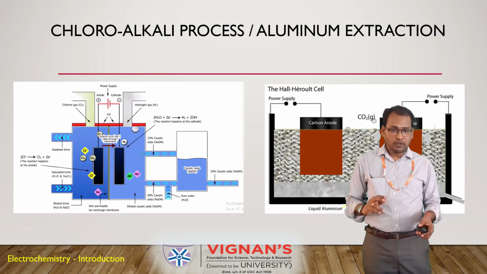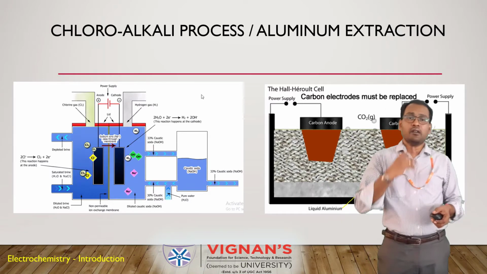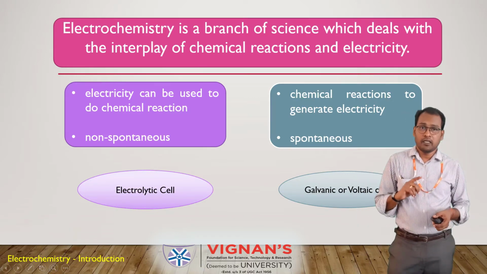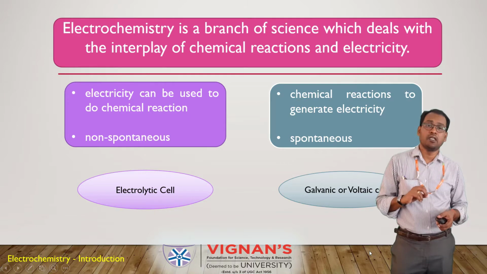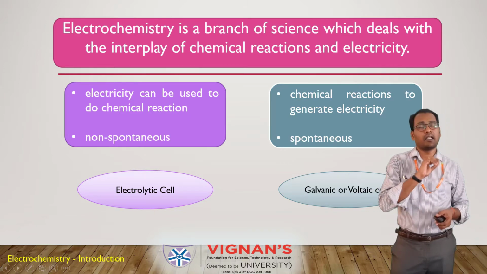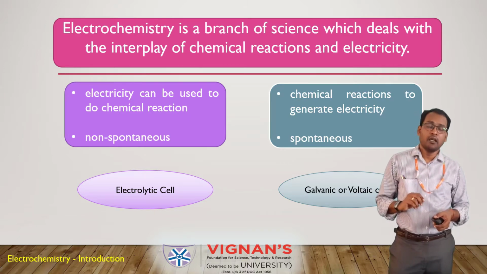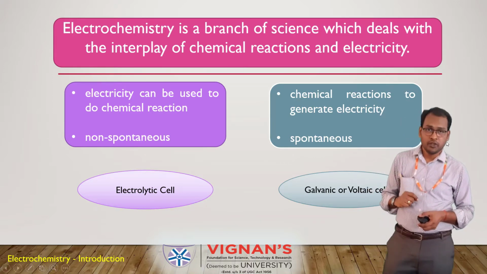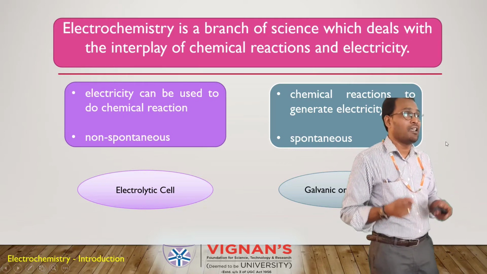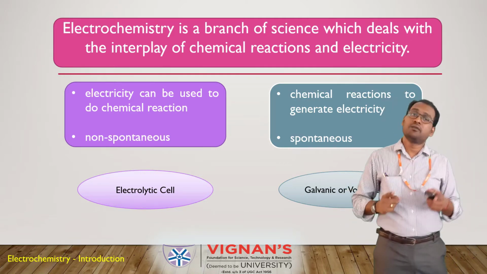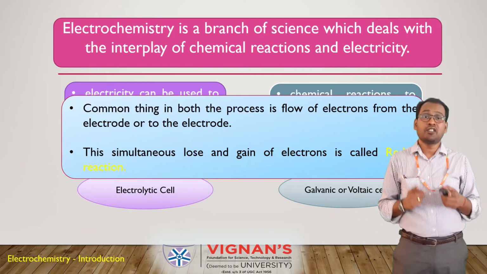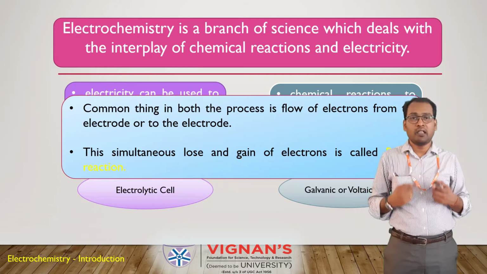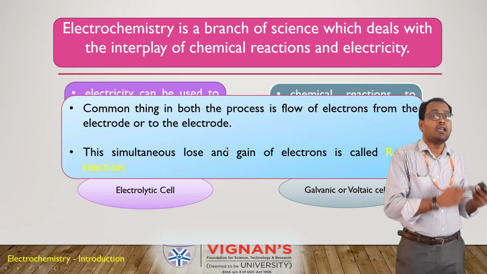Okay, so with this we will look back once again at whatever we saw. Electrochemistry, as I said, is a branch of science which deals with current and electrical chemical reactions, right? In the two processes I described, in one electricity is used and in the other electricity is generated, but in both these processes one thing is very much common. That common thing is loss of electrons and gain of electrons.